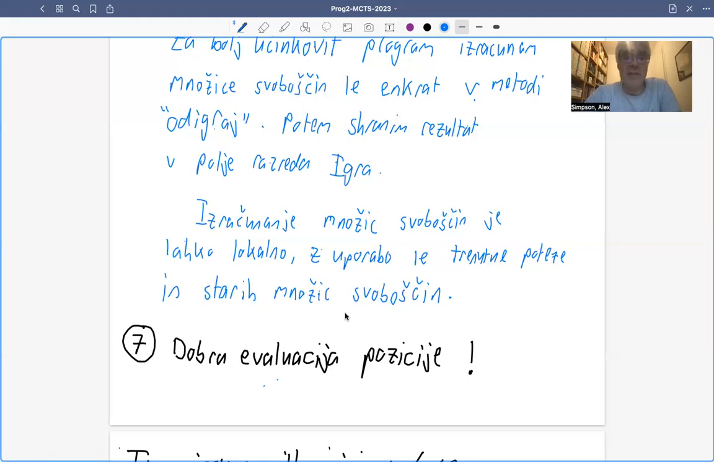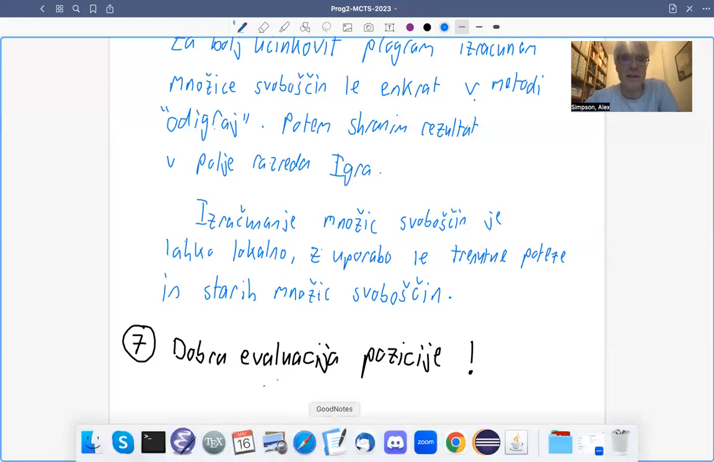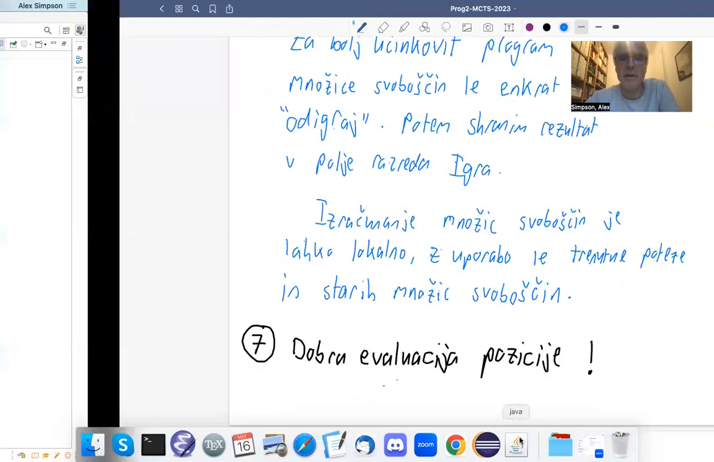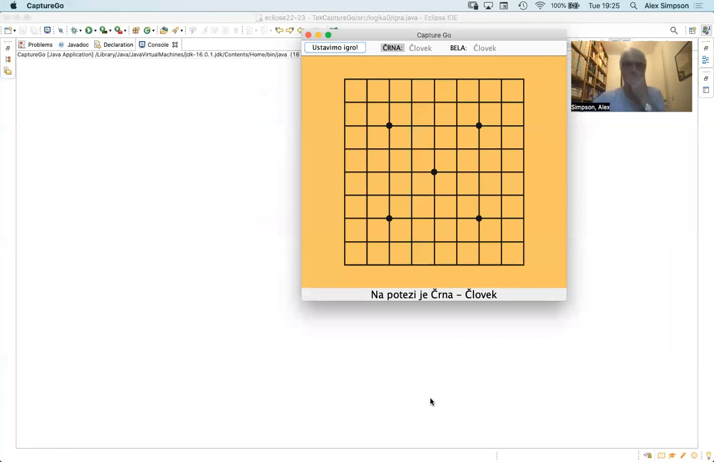I'm not actually 100% certain about this, but anyway, I found empirically in my program that the efficiency of alpha beta improved if I randomized the order in which the list of possible moves from a position is considered in the alpha beta algorithm. Okay, so we're going to go to the game now. So I have a board here. So this is my implementation.